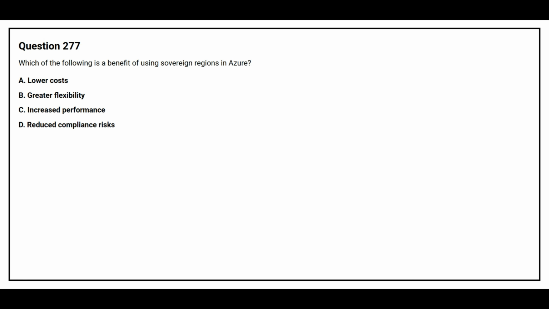Question number 277. Which of the following is a benefit of using sovereign regions in Azure? Option A, lower cost. Option B, greater flexibility. Option C, increased performance. Option D, reduce compliance risk. The correct answer is option D, reduce compliance risk.